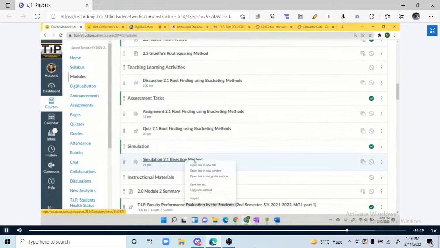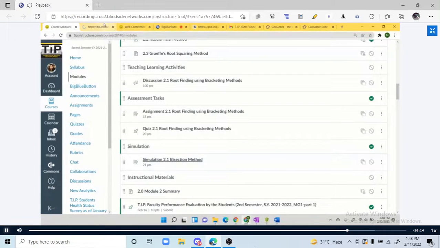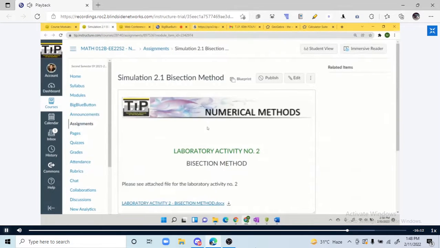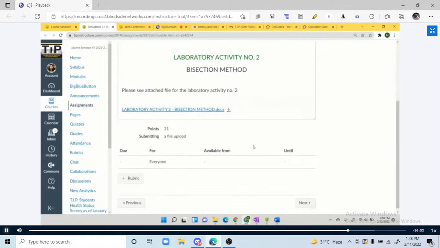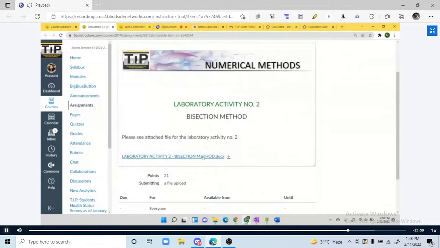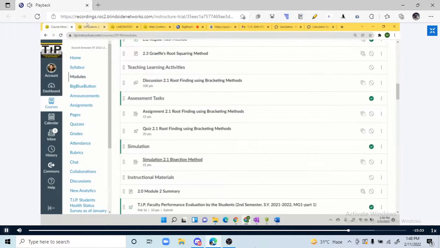Wala pa, hindi pa nakapublish. Itong bisection method, papublish ko later. This should be submitted next Thursday ulit, no? Hindi pa lahat nakakapag-submit ng laboratory activity number 1, kasi mamaya pa lang yung June. Sige, papublish ko na ito.